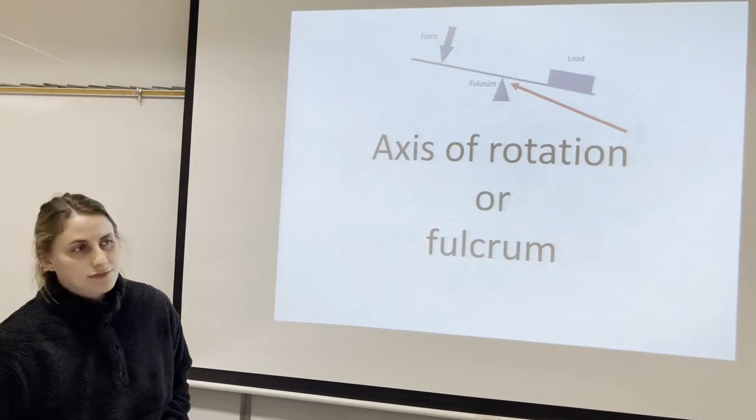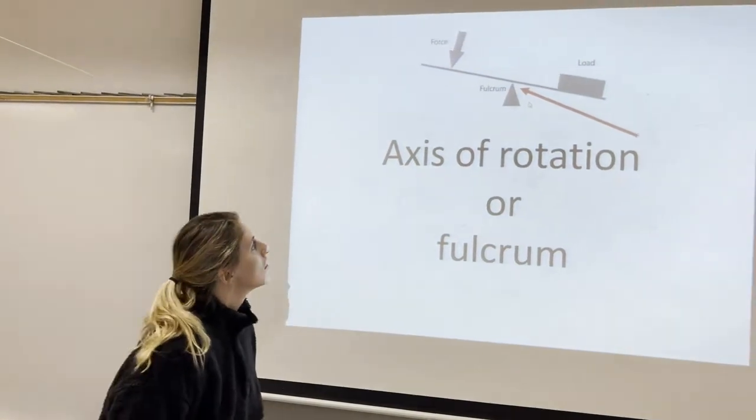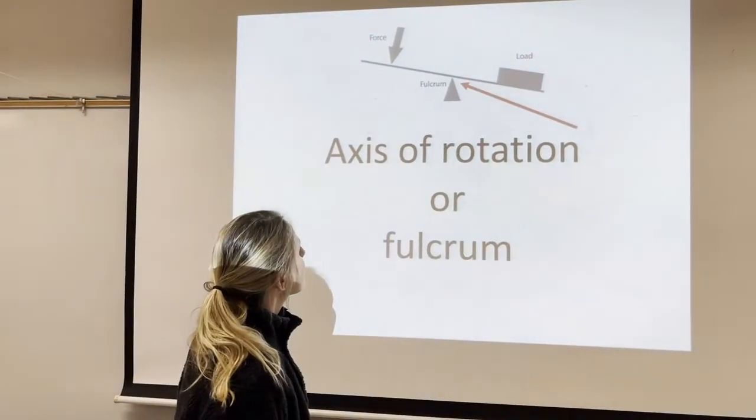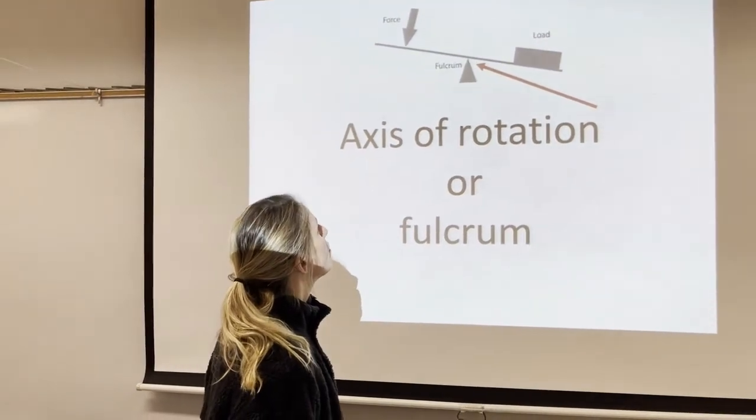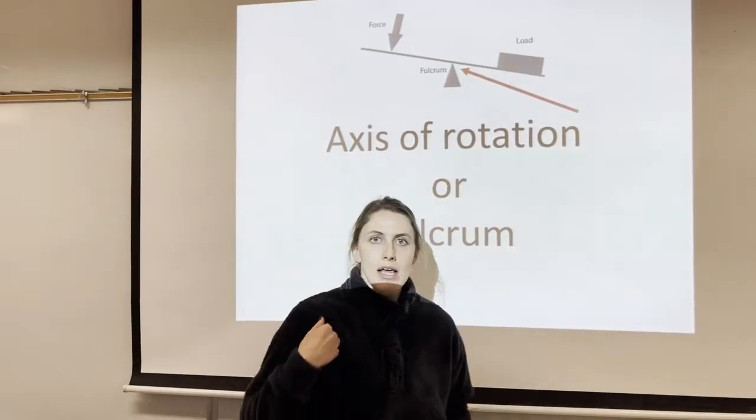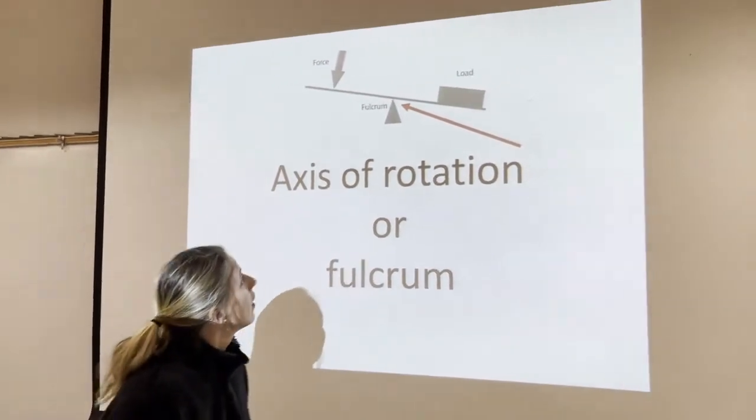And that's what you were feeling on your shoulder. Your shoulder was being twisted. So, the axis of rotation, or the fulcrum: what was it when you were holding the book? It is my shoulder, in this case.